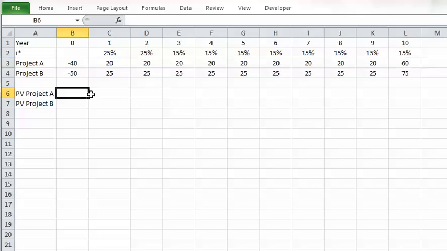So for project A, I'm going to calculate the present value of each payment in this cell. The present value of this $40 of investment is going to be the same $40. It doesn't need to be discounted because it is happening at year 0. So for the present value of the $20, I write equal sign, $20 divided by 1 plus interest rate power the year. This is not going to be affected by the change in the minimum rate of return, so these 2 years are the same. So I just apply this equation for year 2.